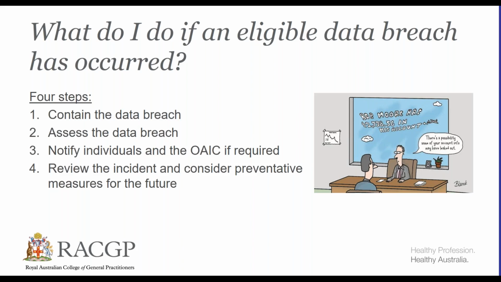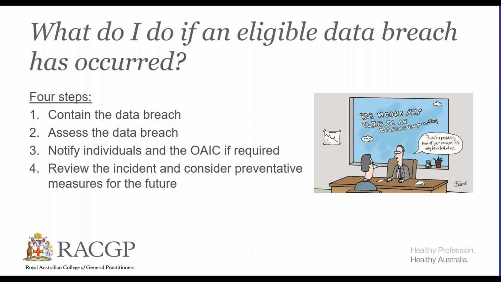The NDB scheme has a bit of flexibility about how to notify individuals. Firstly, you can notify all individuals whose personal information was involved in the eligible data breach. Secondly, if you're able to, you can notify only the individuals who you've identified at likely risk of serious harm. This tends to occur where there's different categories of personal information involved, and you're able to assess that one category of individuals is at more risk than the others.